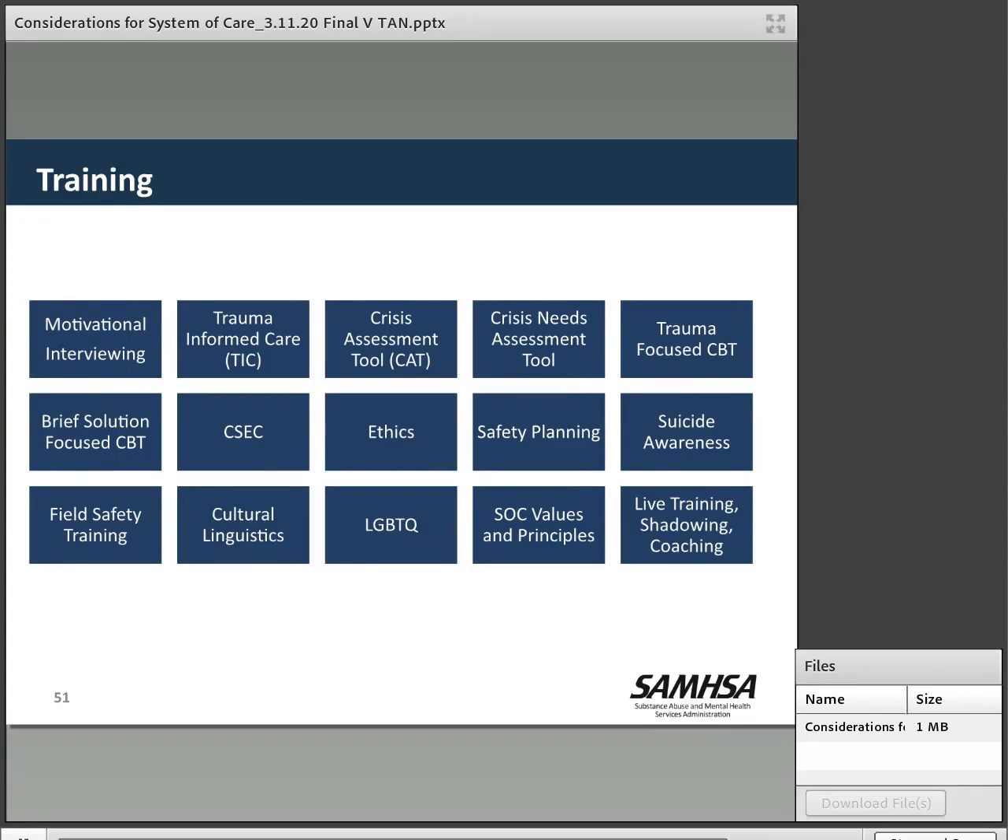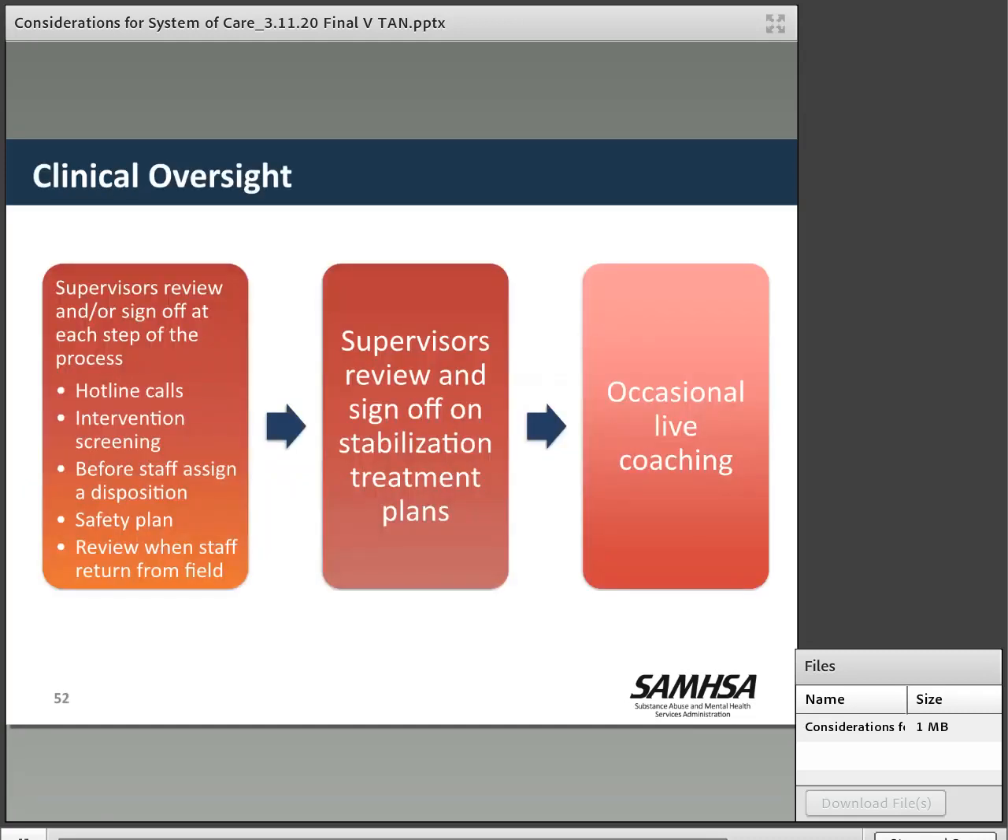Our staff are very well trained in a wide variety of trainings, to include all these here, motivational interviewing, and system of care. We do a lot of formal trainings with our staff, and then a lot of live training, shadowing, and coaching. So new staff come in, we do that formal training piece, and we send them out with our teams to see how it works. Then they do it while they're shadowed, and then they are able to go out on their own. For some staff that may take a month or two, but it's really important that they understand the process and the model before we release them on their own.